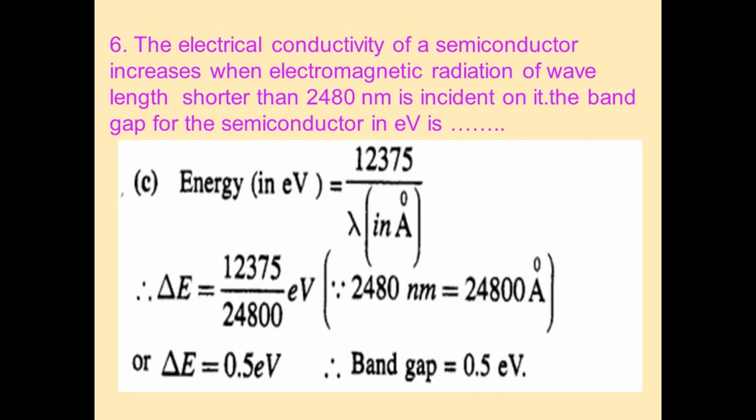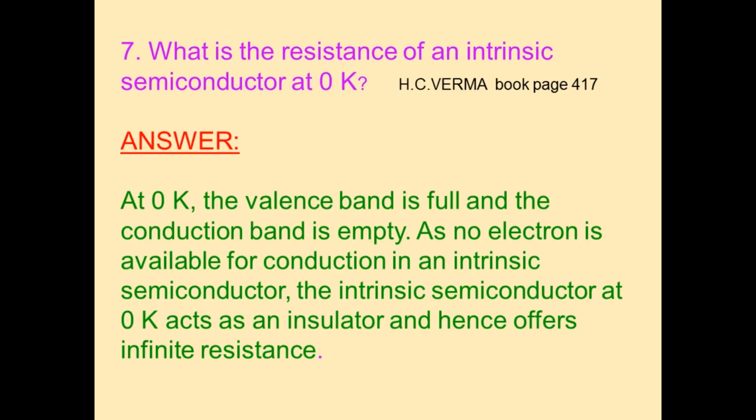Seventh one, what is the resistance of an intrinsic semiconductor at 0 Kelvin? This is a problem in H.C. Verma book, page number 417. What is the resistance of an intrinsic semiconductor at 0 Kelvin? Already we discussed that at 0 Kelvin, semiconductor behaves as an insulator. A semiconductor has a medium resistance and insulator has a very high resistance.